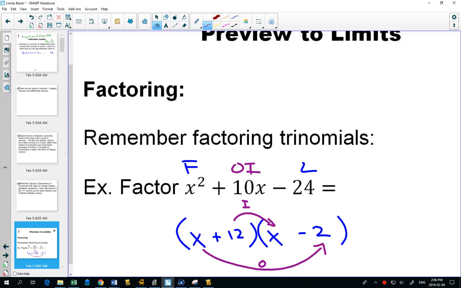And I like this one because most people try 4 and 6 first. Because that also makes 24, and 4 and 6 also makes 10. But it doesn't work.